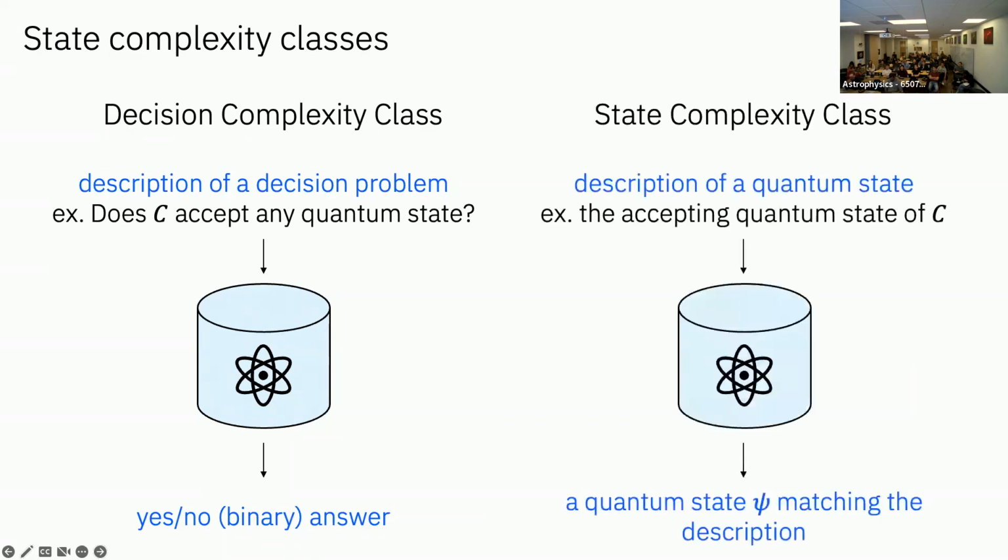Analogously, you could say there's a state complexity class, where instead of describing a decision problem, I describe a quantum state. A reasonable one would be: give me the accepting quantum state of C, output the accepting quantum state. And you can imagine an object which then has to output something. Of course there are tautological answers. There are also physical answers. It could output the exact quantum state in quantum mechanics, or it could output a description. But underlying it is a very simple notion: what we had in decision complexity, we can talk about in state complexity.